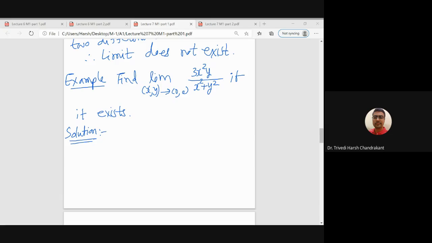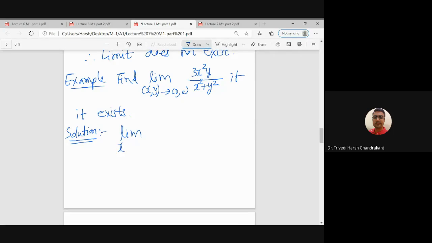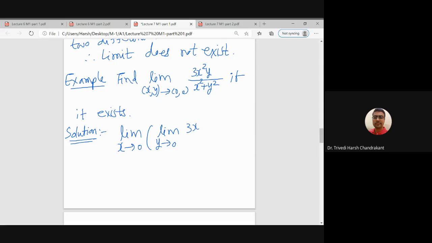Okay, so let me do that once again if you want. So the iterated limits of this function. First, if we substitute y tends to 0 here, what we get is the denominator will become x square and the numerator will be 3x square times 0. So that means the value of the function is 0 in the bracket. And then the limit of the constant function 0 is 0.